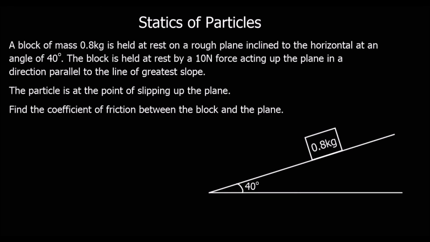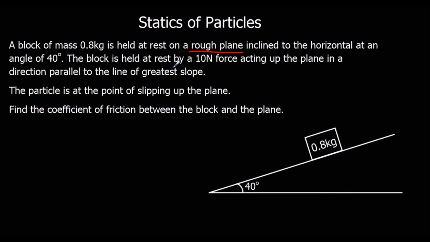Okay, here we've got a different statics problem. This time we've got an inclined plane, but it's still a statics problem because it's still at rest. The forces are still in balance. So here we've got a block of mass 0.8 kilograms, as shown on the diagram. It's held at rest on a rough plane. So we know we've got friction. Inclined to the horizontal at an angle of 40 degrees as shown.